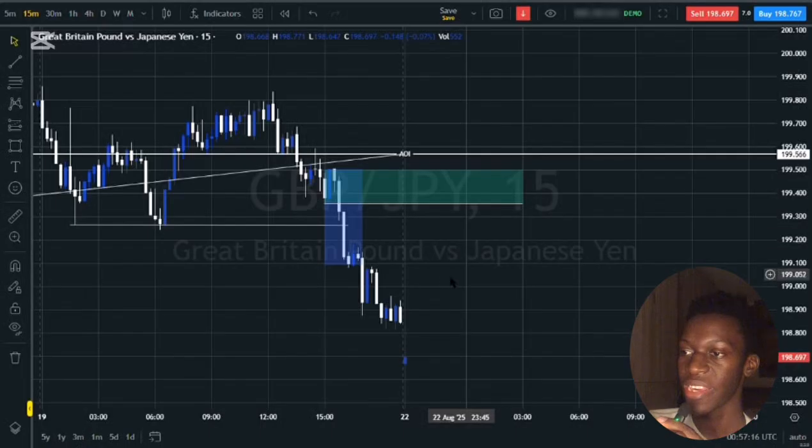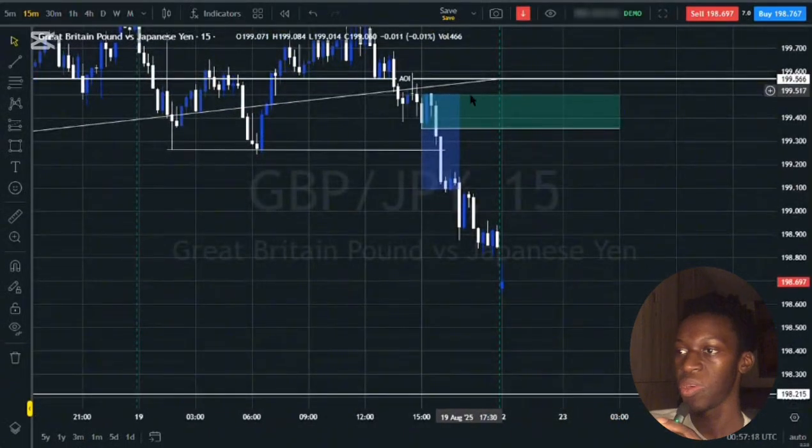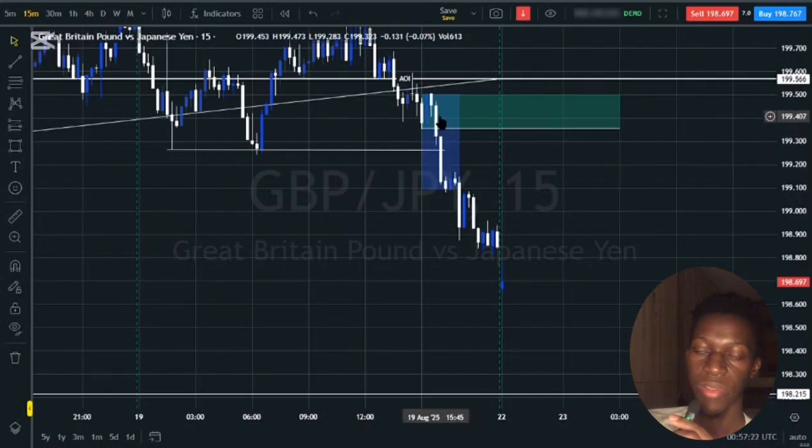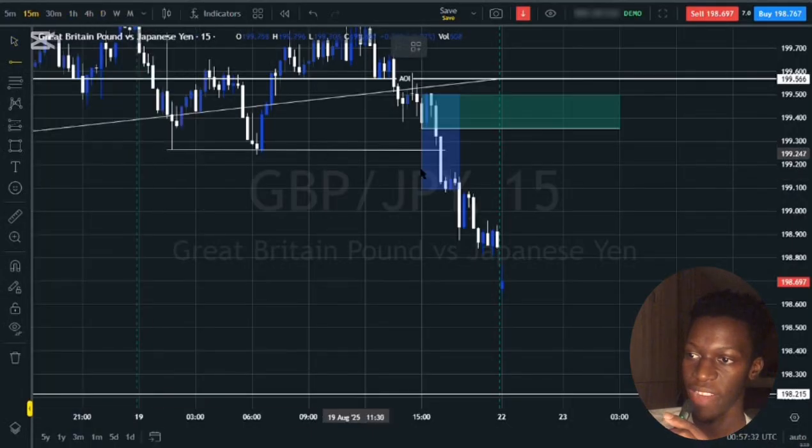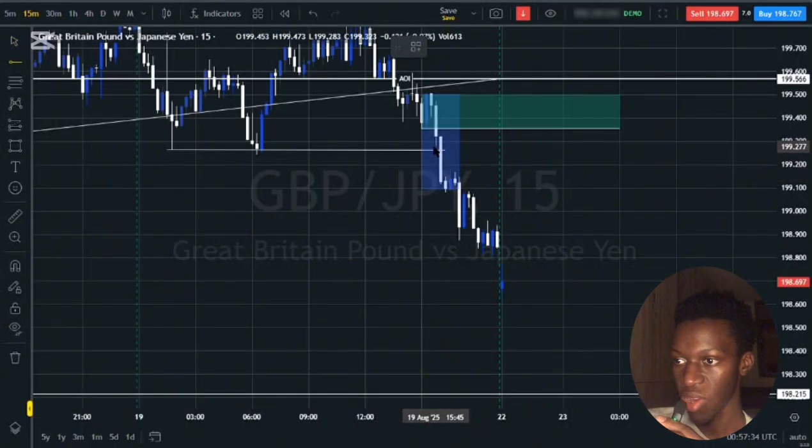Every time the market gets to that supply zone, we'll be looking at selling into the market, knowing very well that that's where the institutional sales will happen. By institutional I mean the big players like the banks and whatever. That's where they sold, and that's why we had that sharp movement to the downside.